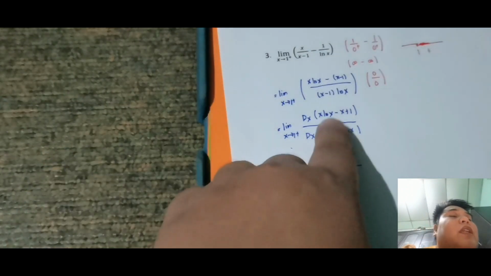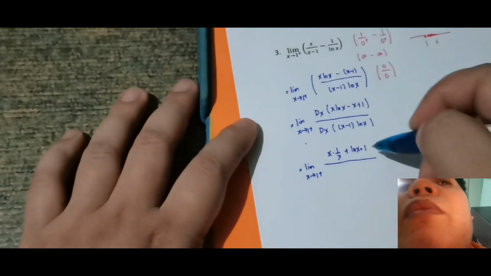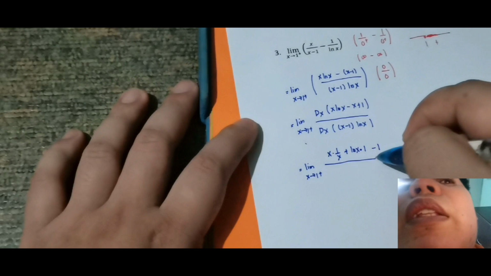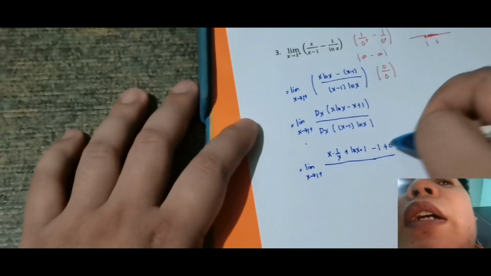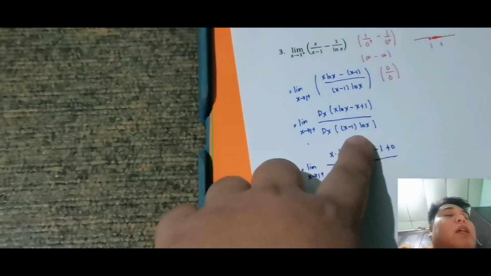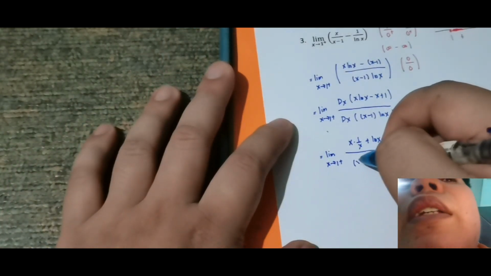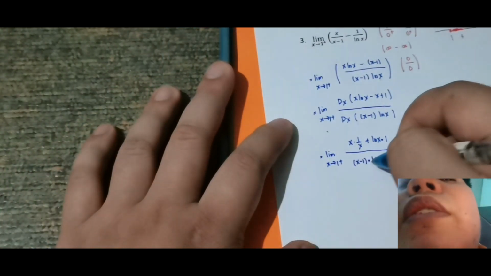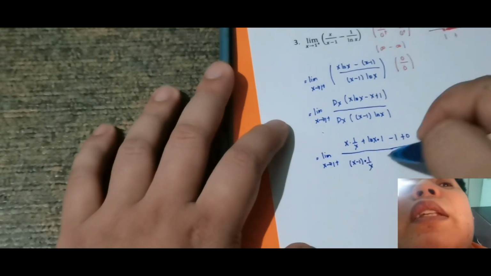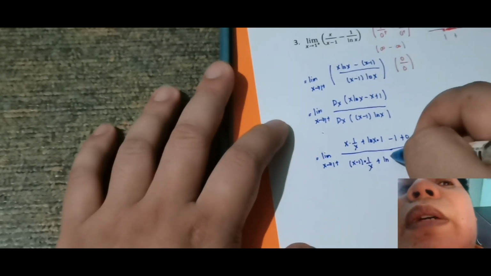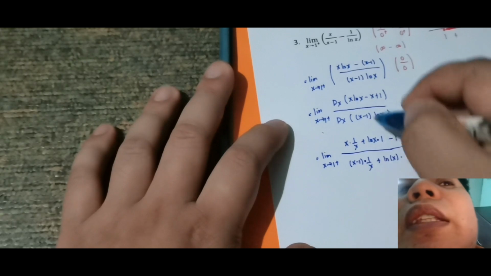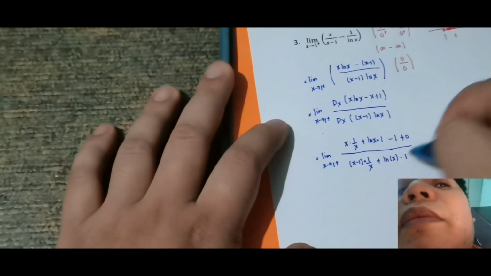Tama naman sir. Then, derivative ng negative x is negative 1. So, this is minus 1. Derivative ng 1 is just 0. All over derivative ng x minus 1 times ln of x. So x minus 1, derivative ng ln of x is 1 over x. Then sunod is plus ln of x times derivative ng x minus 1, that is 1.